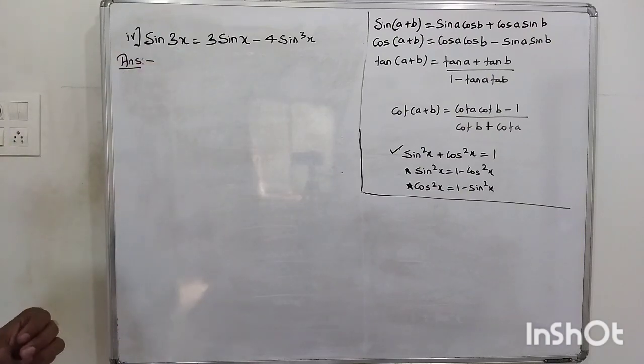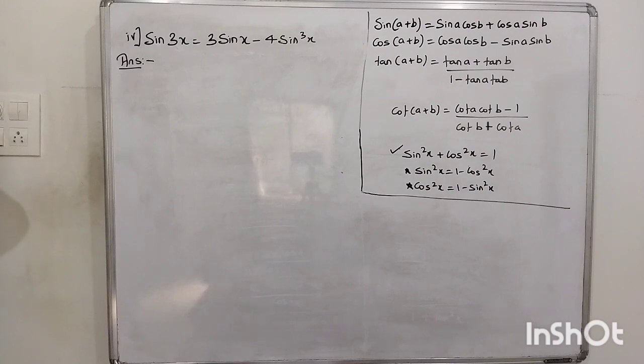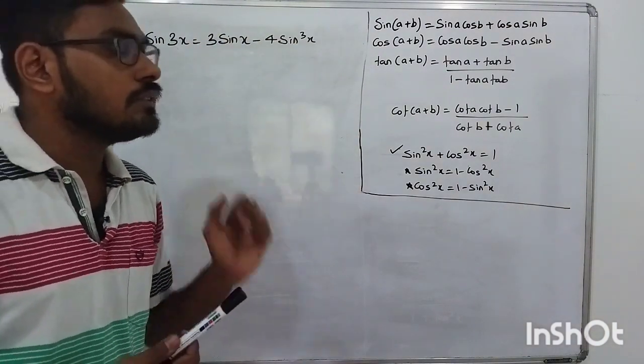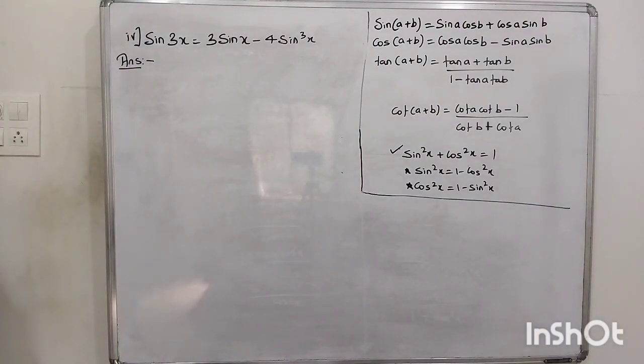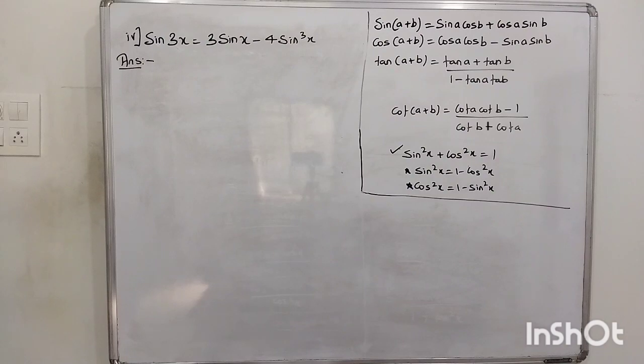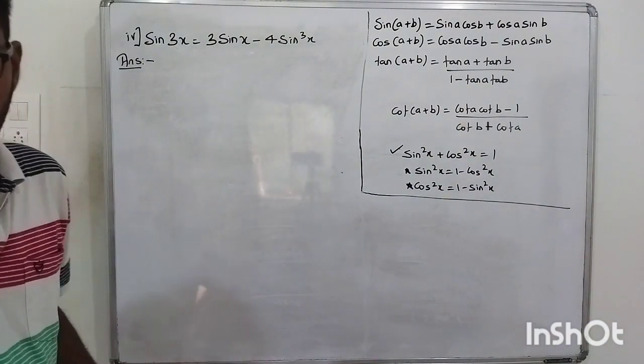We will prove this. Sin 3x is equal to 3 sin x minus 4 sin cube x, and again we are going to use these formulas here. And in the same way we can prove it for cos 3x. Understood? And here we are going to use whatever formulas we have derived till now.